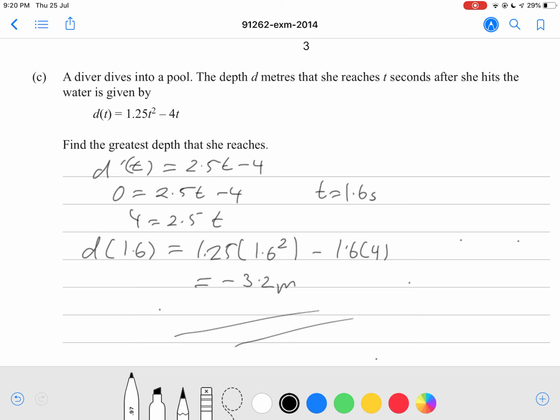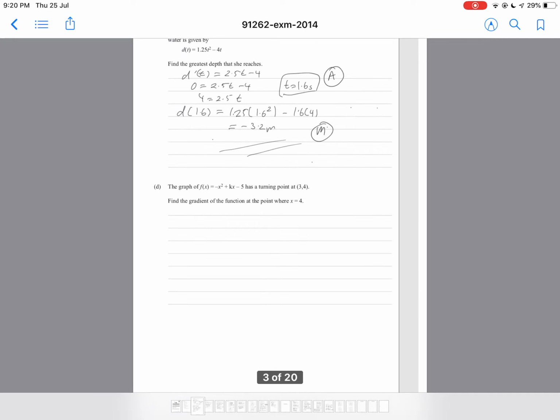Yeah, that's the right answer, and that actually will give you a merit grade. To get an achieved grade, you're looking at finding t equals 1.6. So finding your t equals 1.6 correctly will get you an achieved grade.